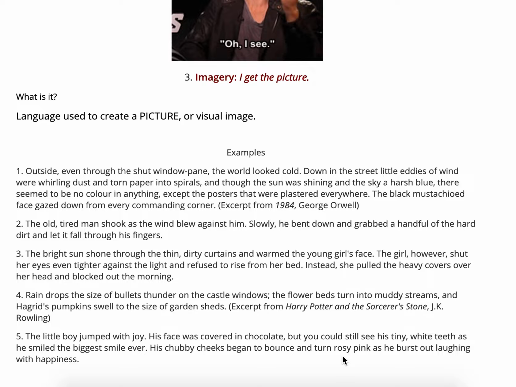So his chubby cheeks began to bounce and turn rosy pink as he burst out laughing with happiness. So this is a really joyful picture, right? In comparison maybe to the old man or the rain, right? This is a very happy image it's painting, a very happy tone. So that's what imagery does. It helps create that picture, that image in your head so that you can understand it more, and become more engaged with it. It takes you there. So, imagery, I get the picture.